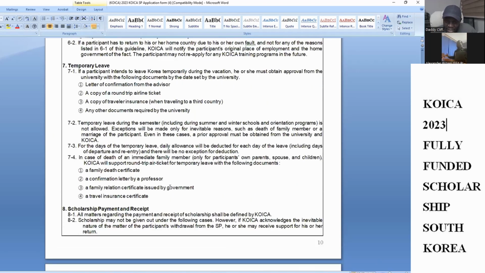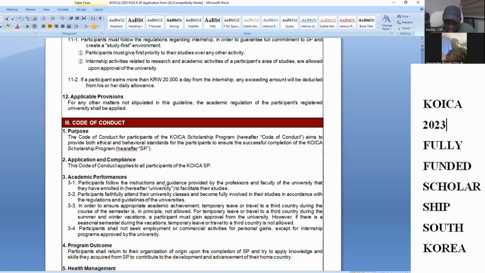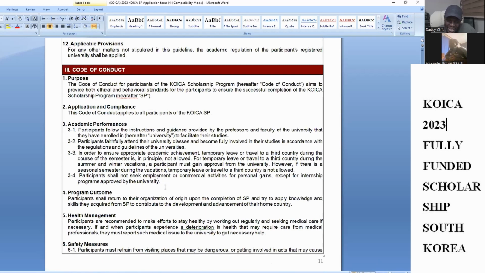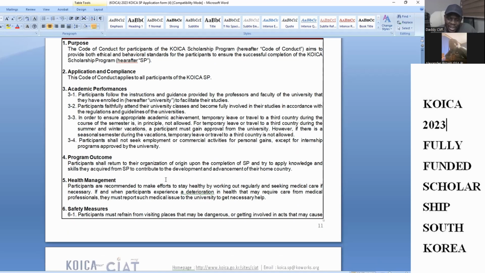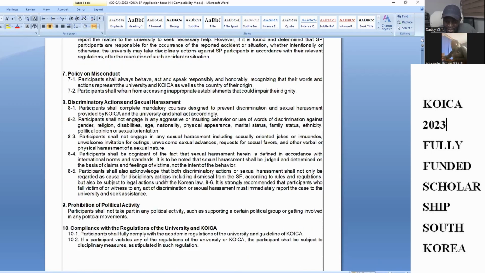But in some cases, KOICA has even given you the opportunity, if you want to leave Korea, to go somewhere. But they've given you conditions there. If there are conditions you can abide by, I think it's okay, so there is no problem with it. Let's go to the code of conduct. This one is also just what you're supposed to do and what you're not supposed to do. You just need to read it so that you understand, so that you don't break any of the laws.